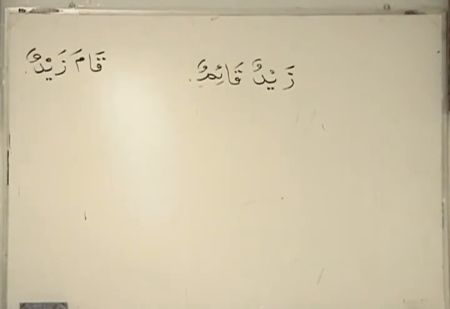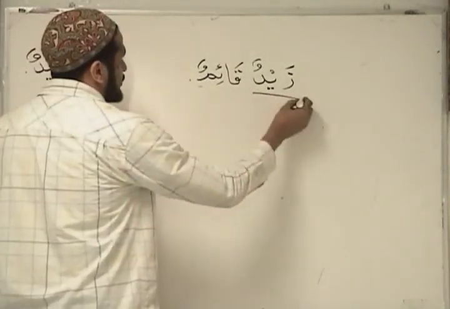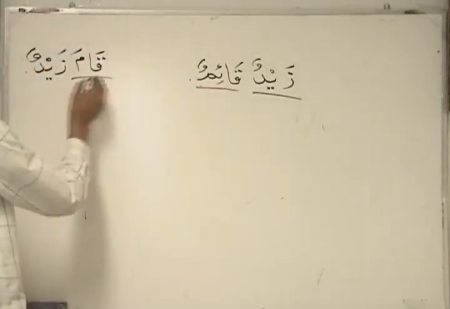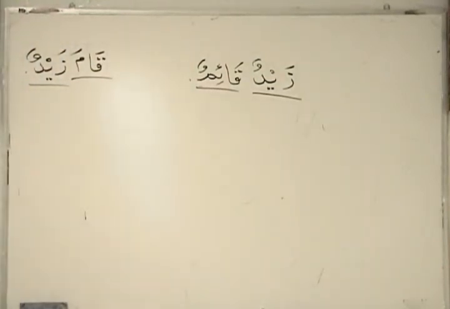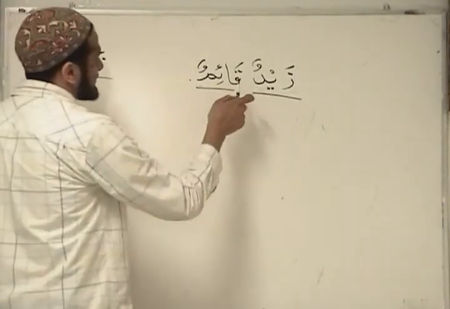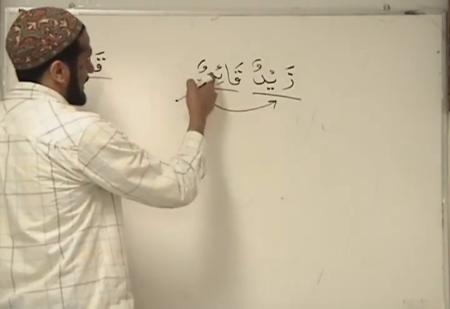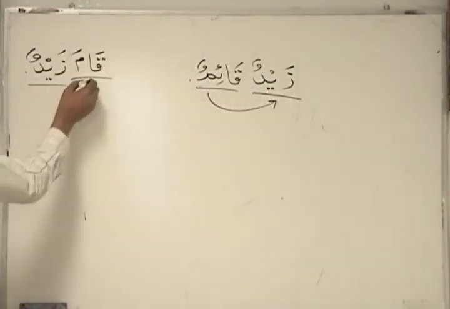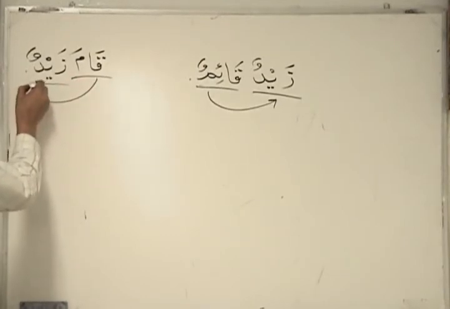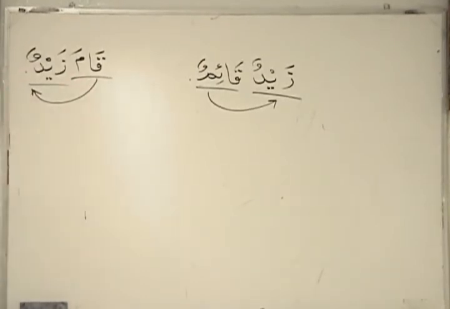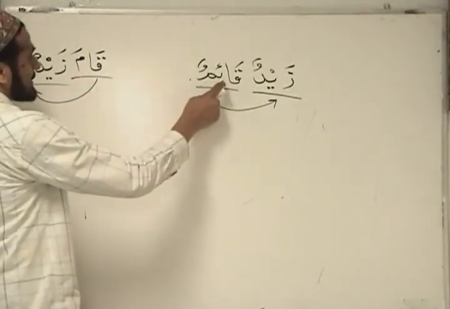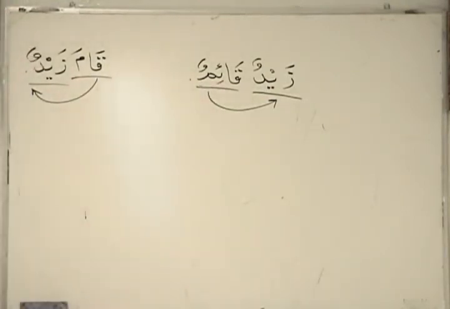Okay? So what do you call these? This is musnad ilayh, this is musnad, right? This one, we relate this to this. We say that this attribute belongs to this guy. Zayd has this attribute of standing. And this one, we attribute this action of standing to Zayd. So in both sentences, the musnad ilayh is Zayd. The musnad is, in this case, a fi'l, in this case, an ism. Remember we said, ism can be both musnad and musnad ilayh, right?